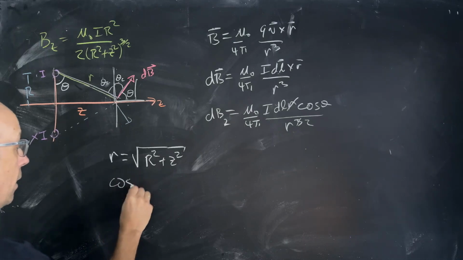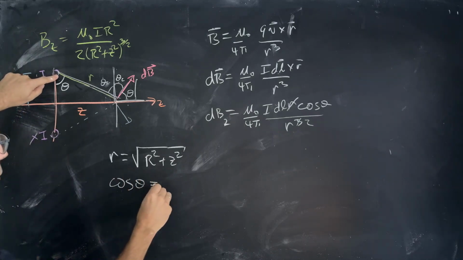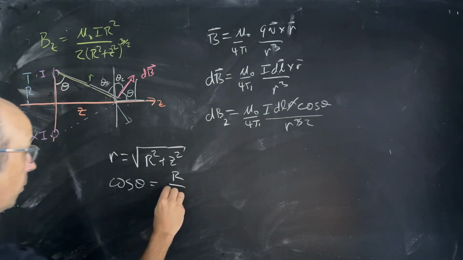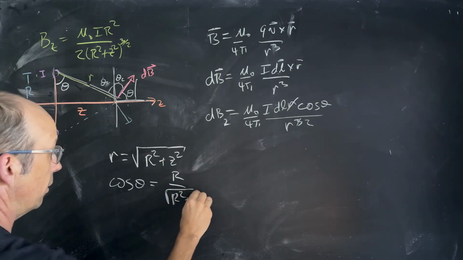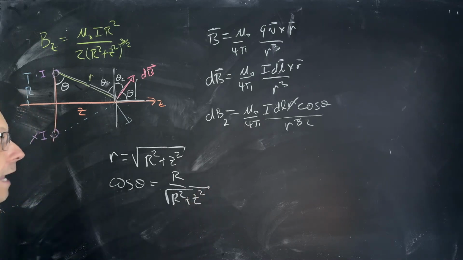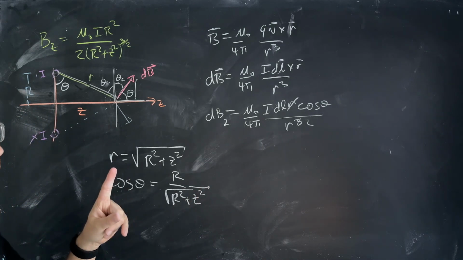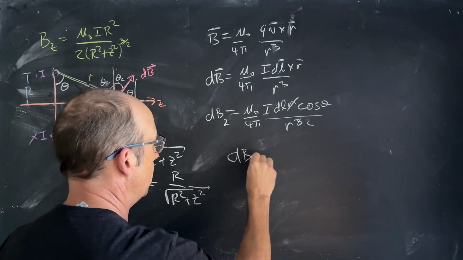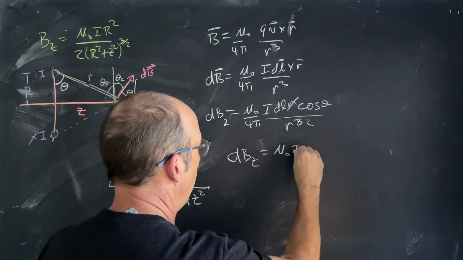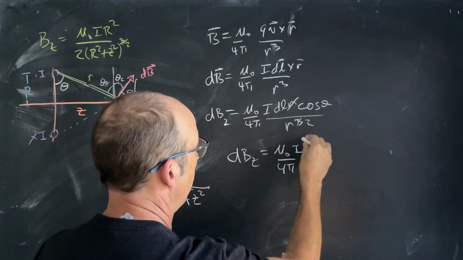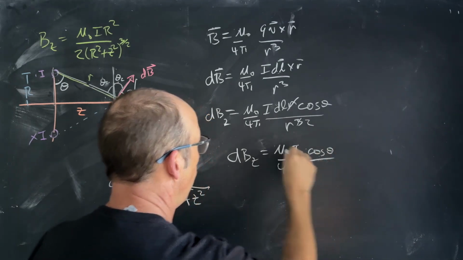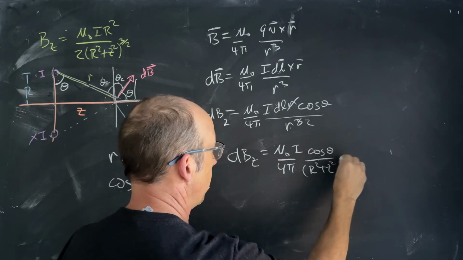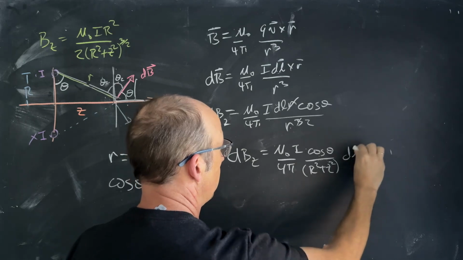What about cosine theta? Well, cosine theta is equal to adjacent over hypotenuse. So the adjacent is going to be r, and the hypotenuse is the square root of r squared plus z squared. So let's put that in there and see what we get. And in fact, I'm not going to replace the cosine theta first. Let's just replace the r. So I have dBz is mu naught I over 4 pi cosine theta over r squared plus z squared. And then I have dl, right, that dl.